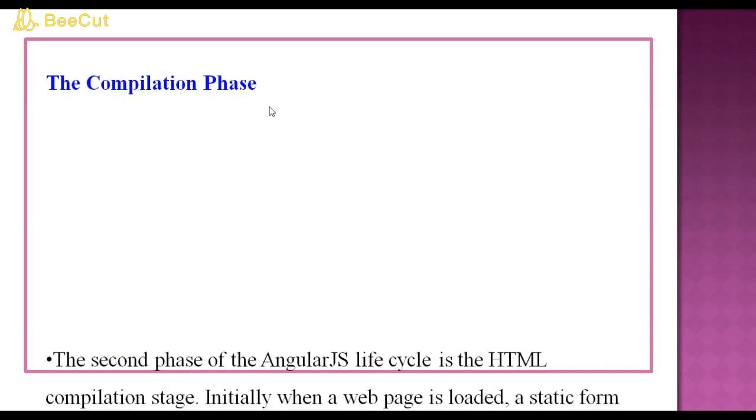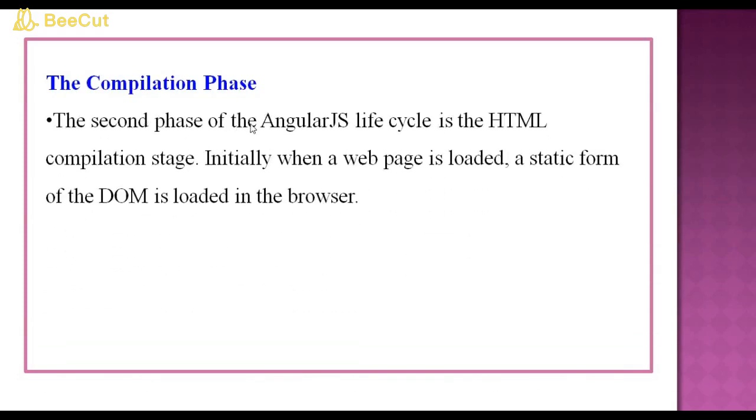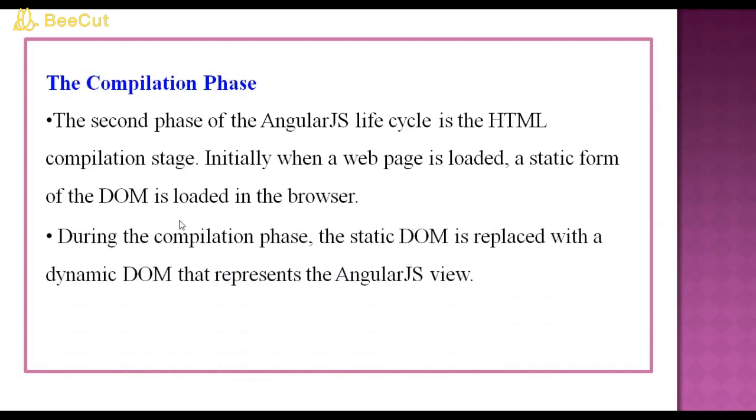The next is the compilation phase. The second phase of the AngularJS lifecycle is the HTML compilation stage. Initially, when a web page is loaded, a static form of the document object model is loaded in the browser. During the compilation phase, the static document object model is replaced with a dynamic document object model that represents the AngularJS view.